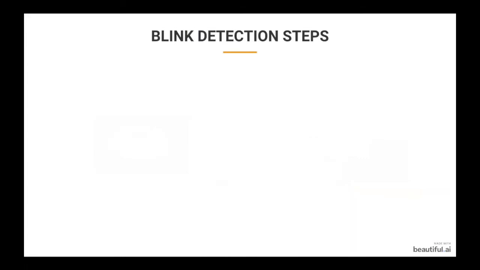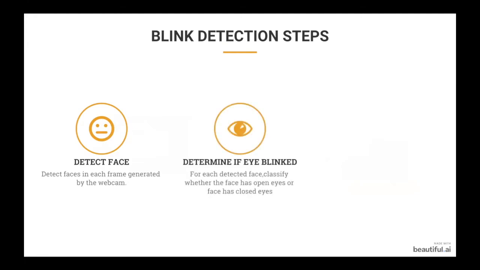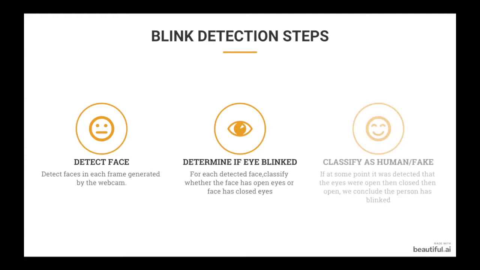So how do we do it? First of all, the first step is to detect the face, right? We detect faces in each frame generated by the webcam. The second step is to determine if the eye has blinked. For each detected face, we classify whether the face has open eyes or closed eyes. And then if at some point it was detected that the eyes were open, then closed, and then open, in that pattern, we conclude that the person has blinked. And if we detect a blink, we classify it as a live person and not a spoof.